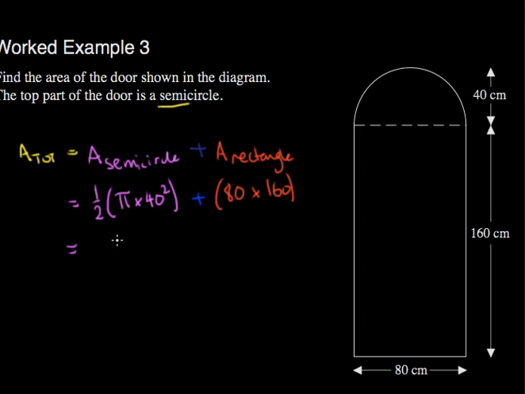Now, I wouldn't put this into a calculator yet. I would put the whole thing into the calculator at the end. That's just common practice to avoid any premature rounding errors. So I could in fact put all of this into the calculator now, rather than writing what each individual part would be. So pi times 40 squared divided by 2. I press equals. This will give me 800 pi.